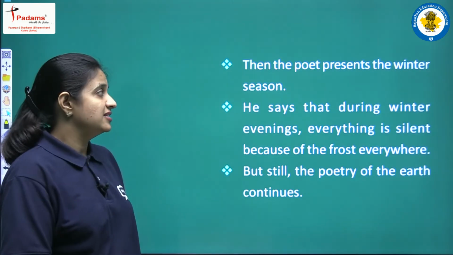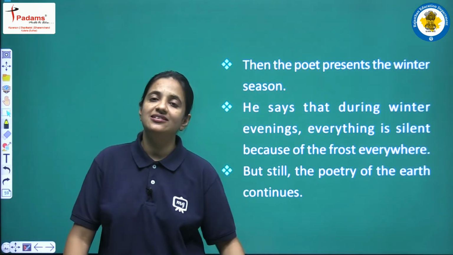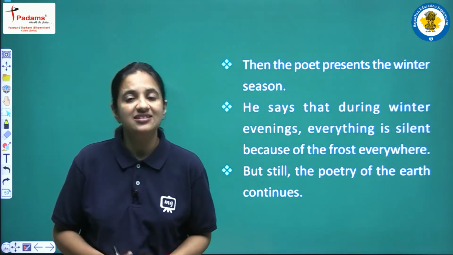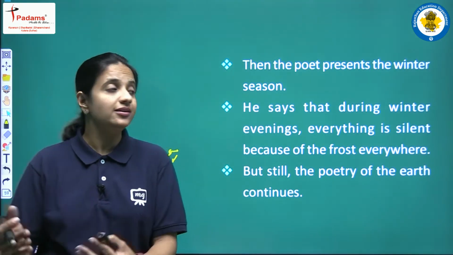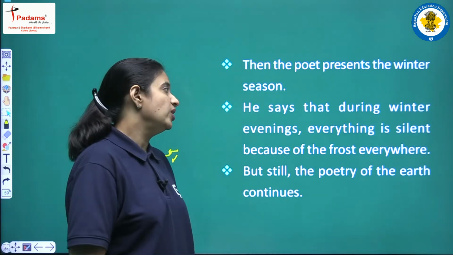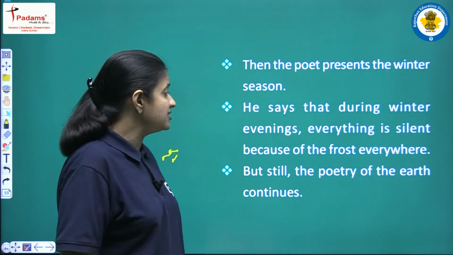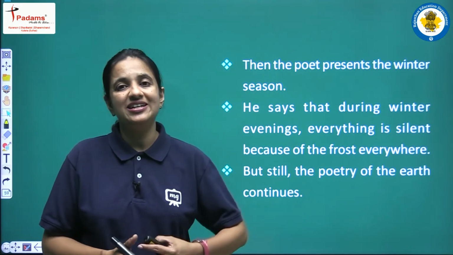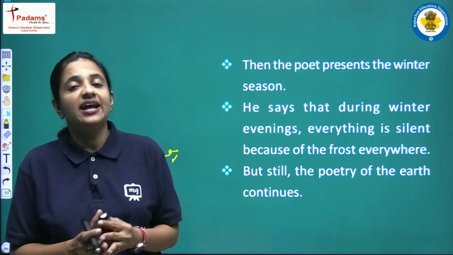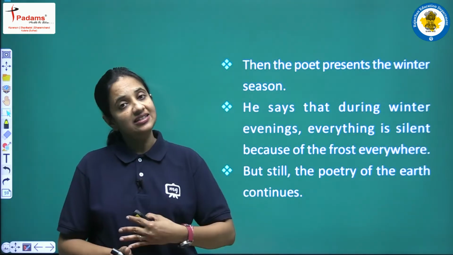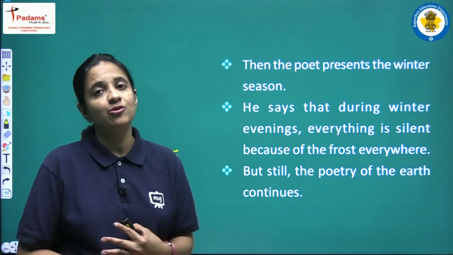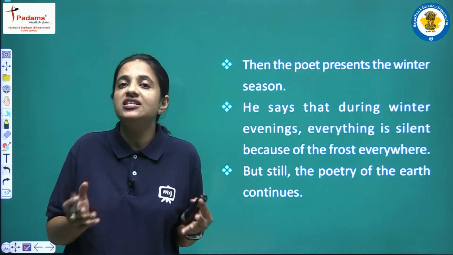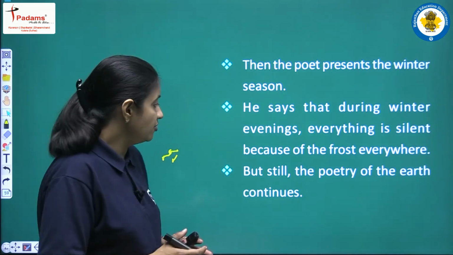Then the poet presents the winter season, and we have the second stanza. In the second stanza the poet presents a different season, that is the winter season. He says that during winter evenings everything is silent because of the frost everywhere. So now the poet is presenting a lonely winter evening, and at the same time a silent winter evening. Why? Because there is frost everywhere, all the plants, trees, leaves are covered with frost.